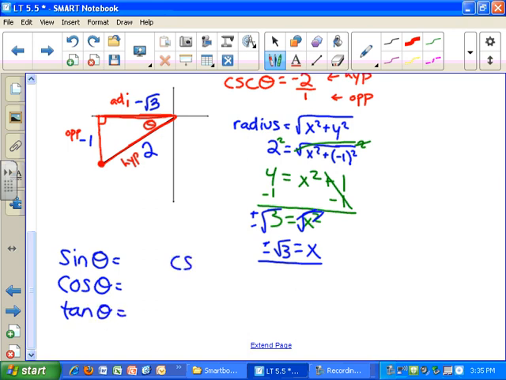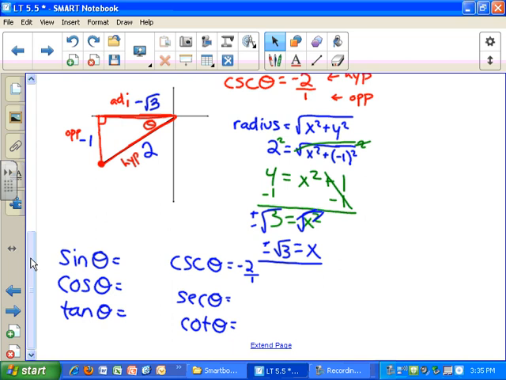Okay, we also need to find cosecant of theta. That one was given to us as negative 2 over 1. We need secant of theta, and we need cotangent of theta. Well, because cosecant of theta, right here, this negative 2 over 1, is the reciprocal of sine, I know that's going to be just negative 1 over 2. Right? Sine is opposite over hypotenuse, so it's negative 1 over 2. Cosine of theta will be the adjacent side over the hypotenuse. That's negative square root of 3 over 2.